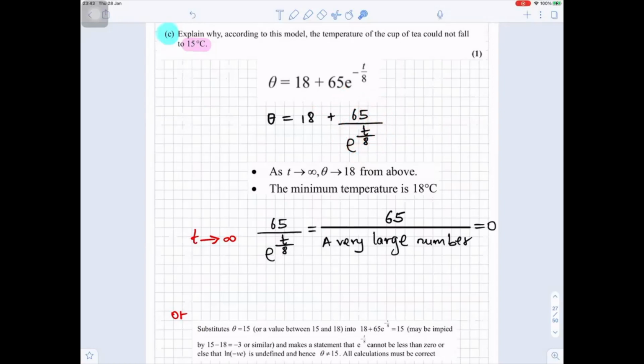Or what you can do is say theta is equal to 15, and you can substitute: 18 plus 65 e to the minus t over 8 equals 15. And then when you solve it, you get minus 3. And you cannot find the ln of a negative number. So that means theta cannot be 15.